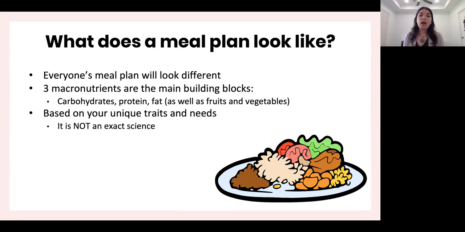And like I mentioned, everyone's meal plan will look different, and these are based on your unique traits and characteristics and your needs. So it's not an exact science. As much as we all want a concrete, specific answer, this is not an exact science. So we usually have a general range of what we estimate your needs might look like, but this changes throughout the recovery process.